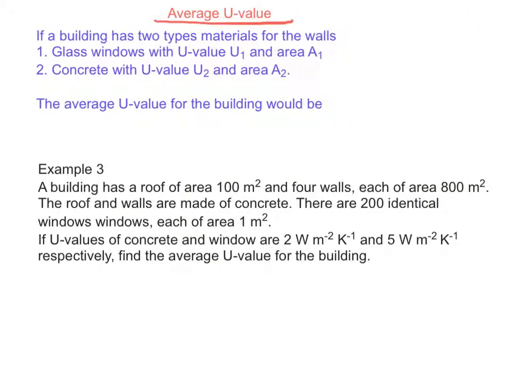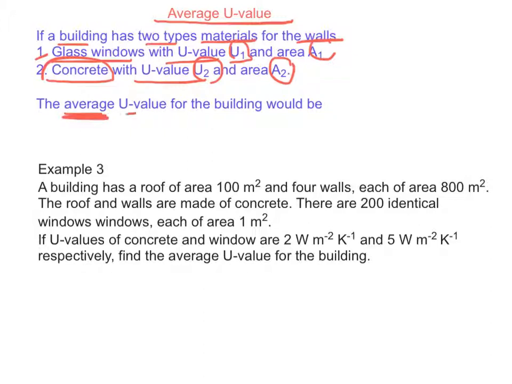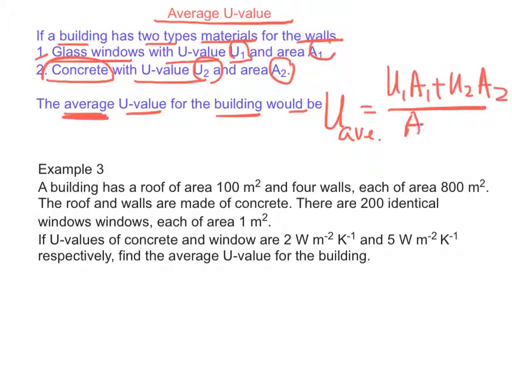Average U value. If a building has two types of materials for the wall, the first is the glass windows with U value U1 and area A1. Also, it has concrete with U value U2 and area A2. Then, the average U value for the building would be U average equal to (U1 A1 plus U2 A2) over (A1 plus A2).